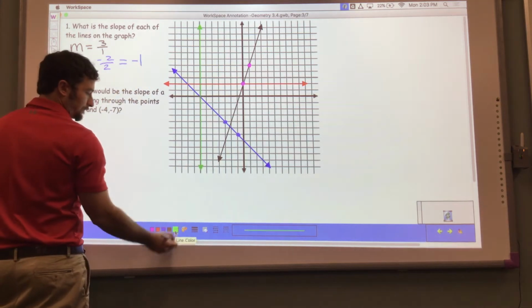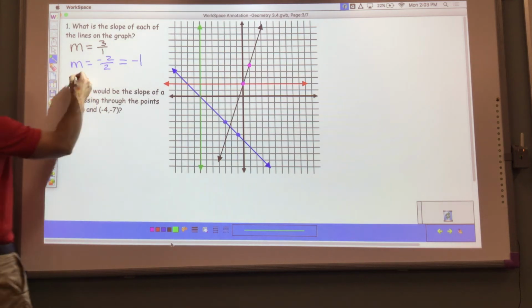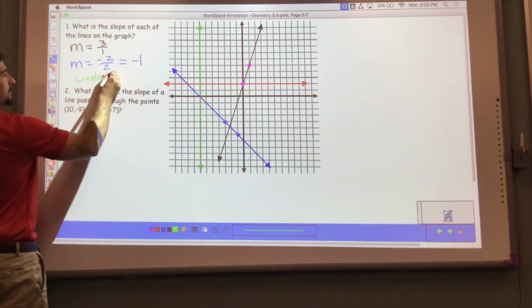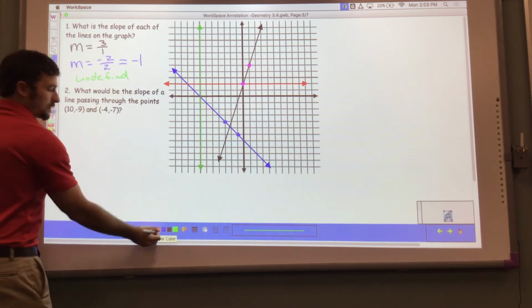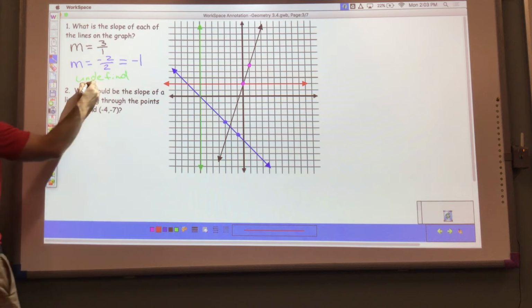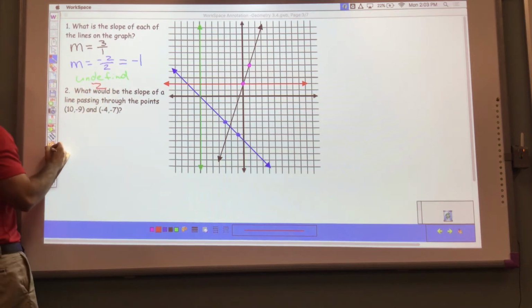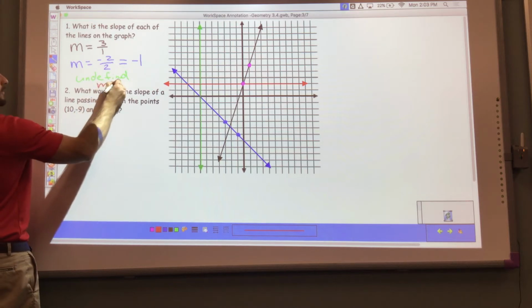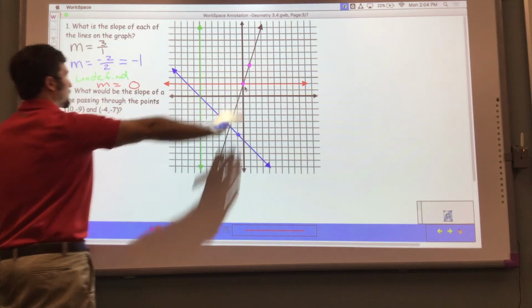Green line. Well, that's a vertical line, so that one is undefined. And then our red line looks like there's no slope. It's a horizontal line, so that has a slope of 0, or no slope. So again, undefined versus no slope.